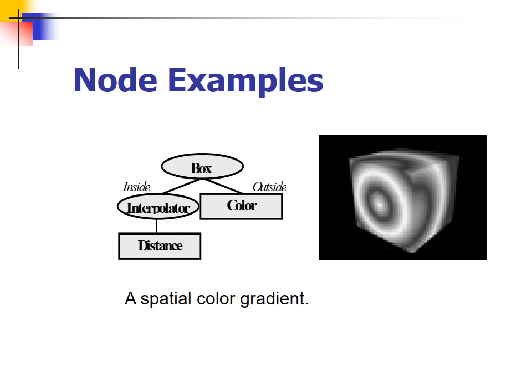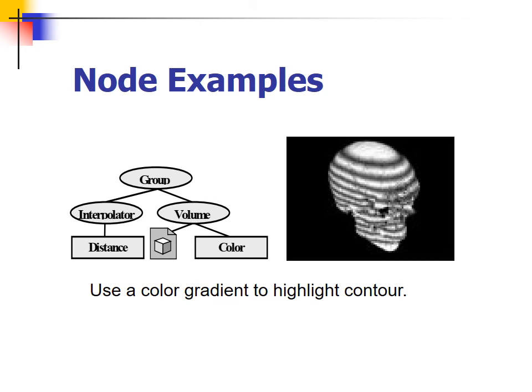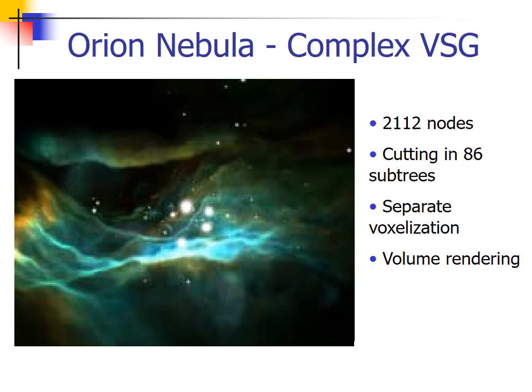This is an example of a spatial color gradient. Here is an example of using a color gradient to highlight contour. This figure shows a more complex example that visualizes the central region of the Orion Nebula. This scene uses procedural volume data derived from the analysis of nebula imagery. Operators colorize the volume using high-resolution Hubble imagery.